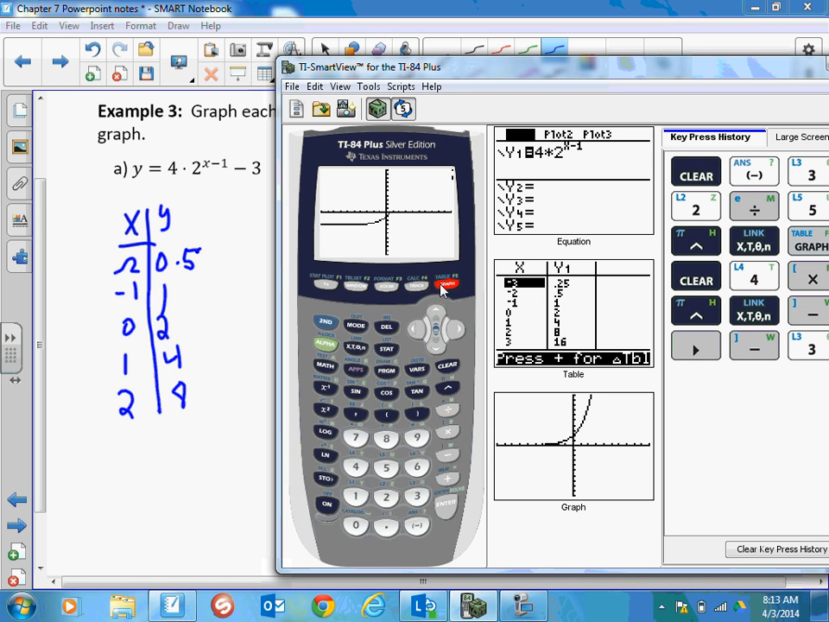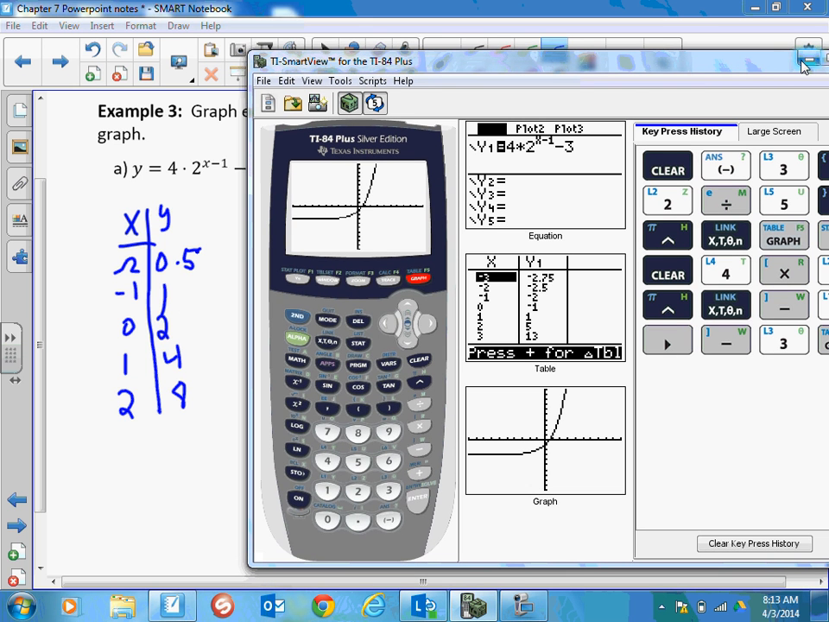Actually, I messed up. It didn't go all the way. This messed up right here. Okay, so we forgot the minus 3. So let's start back. Mistakes are part of math. Let's go back and fix our table.